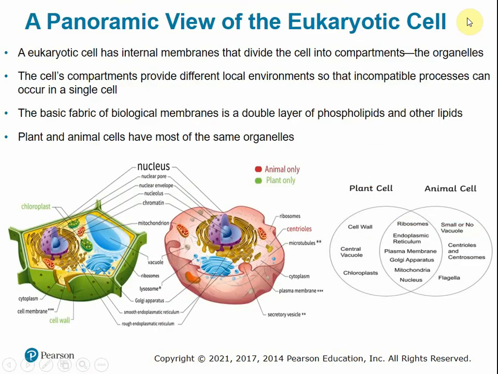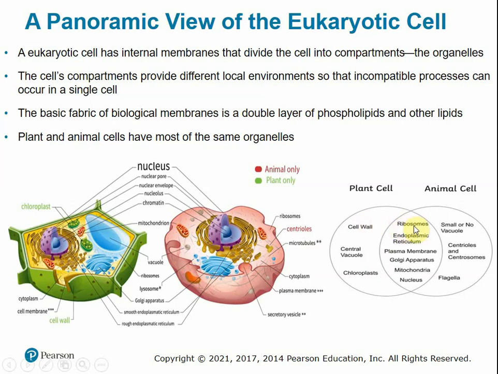So eukaryotic cells are a bit more complex in that they have internal membrane systems that are going to divide the cell into different compartments called organelles. The organelles are similar to our own organs. Think of them as little organs that each play their own specific role and function in keeping the cell alive and functioning. Plant and animal cells are the two most common types of eukaryotic cells, and they have most of the same organelles with just a few differences.